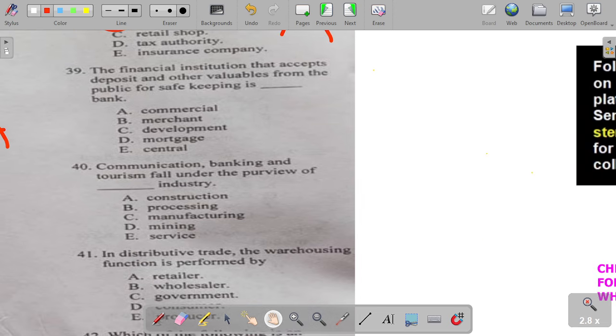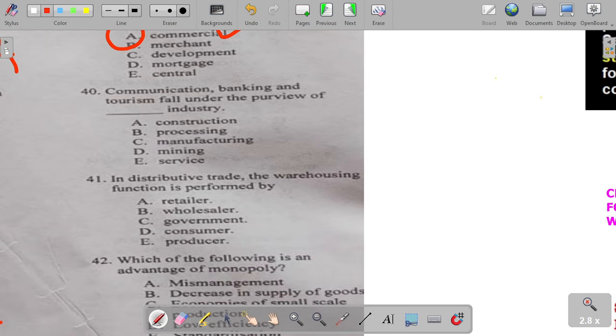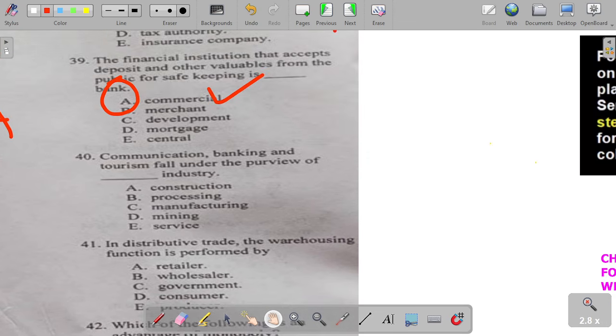Number 39. The financial institution that accepts deposits and other valuable funds from the public for safekeeping, if you know what that is, a commercial bank. Union Bank, First Bank, and the rest. Number 39 is A.